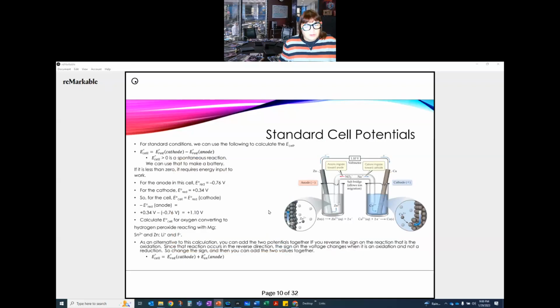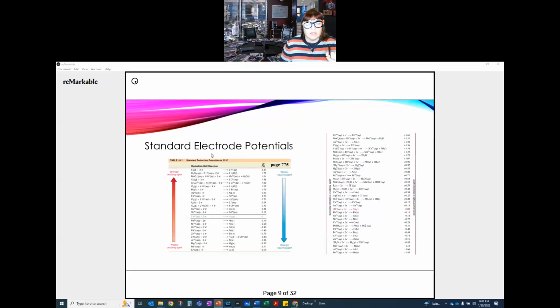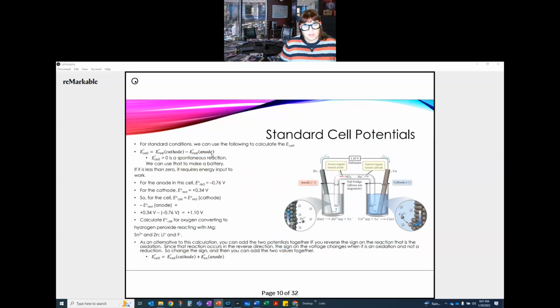Now, when we go to do things with standard cell potential, for standard conditions, we can use the following to calculate E cell. So the E standard for the cell, that's what that little circle means, standard. Standard cell potential equals the standard reduction potential for the cathode minus the standard reduction potential for the anode. Now remember, everything in this list is a reduction potential. So all of those numbers are for reductions. As long as we're using the reduction values, this is the equation we use to calculate it.